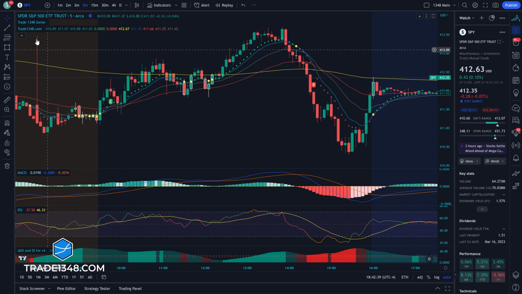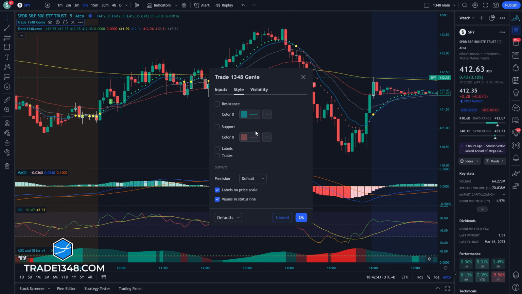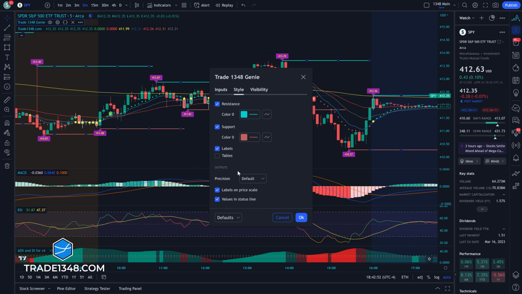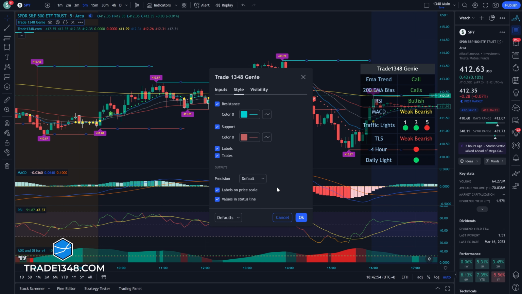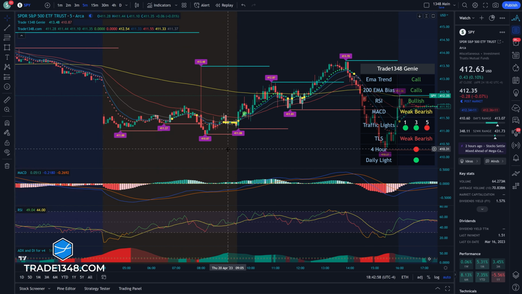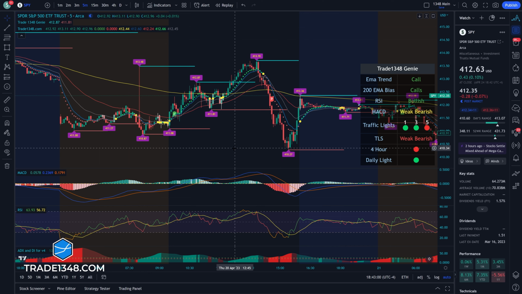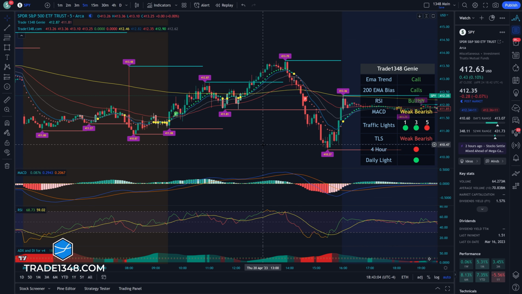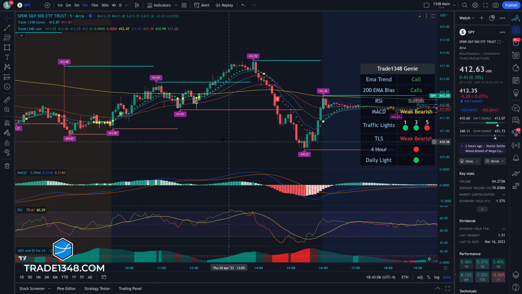Okay? So what we're going to do is go back to the chart, go to settings, and enable resistance and support. And we're going to enable the labels, which give you the value. And we're going to enable the genie once and for all. Now this chart is looking a lot like what you're used to. Now, let's go ahead and look at what we're dealing with here.